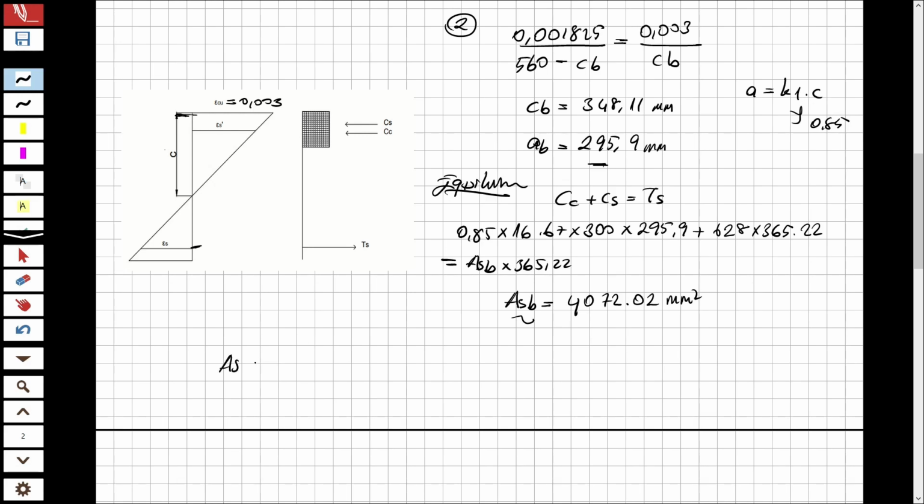Now I have obtained this, so let's check whether it is under reinforced or over reinforced. As equals 1900 square millimeters, and it is smaller than Asb, which is 4072.02 square millimeters. Since it is smaller than the balanced steel area, that means the beam is under reinforced.